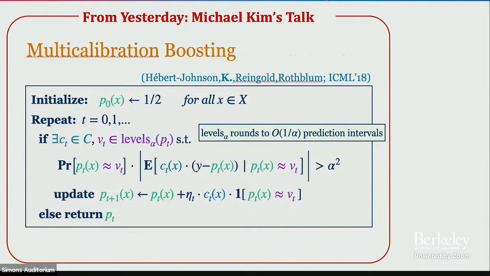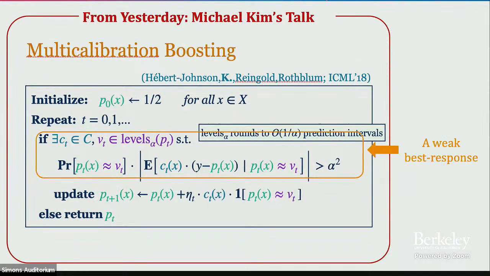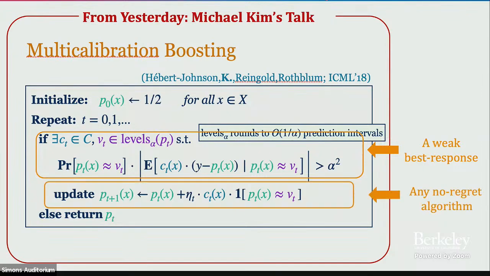This is the example you saw from Michael's talk yesterday, and you can interpret it in the way that I wrote. This is doing the best response. In fact, this is a weak best response. We could deal with weak best response rather than thinking about the adversary doing exact optimization. And this is a very particular no regret algorithm. This is gradient descent, but you could actually replace it with any other no regret algorithm.